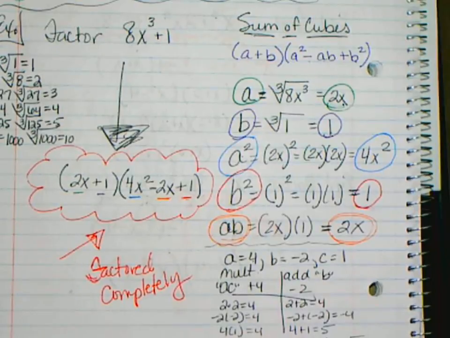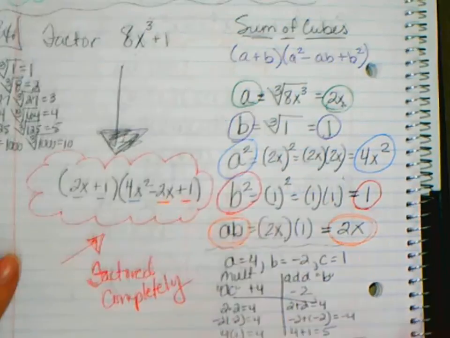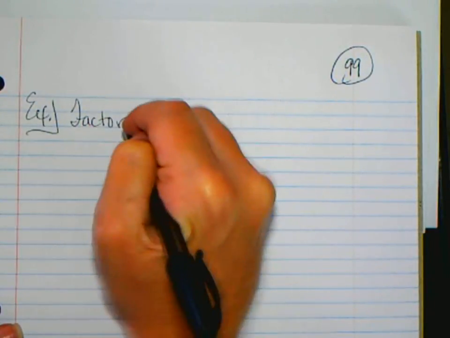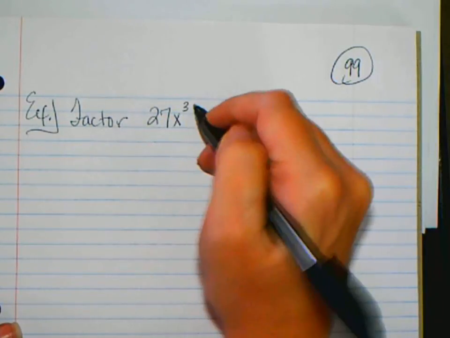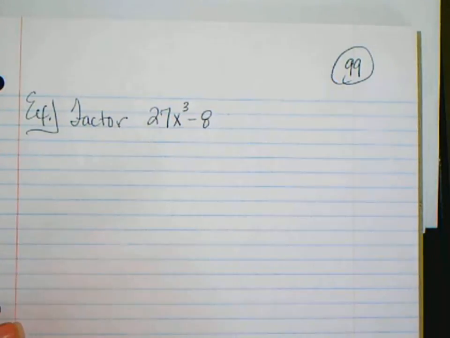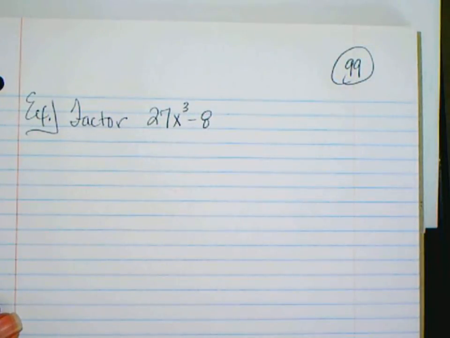So we're at the top of page 99. If you're in Algebra 2, you would be at the top of page 101, but we are at the top of page 99. And we are going to factor 27x cubed minus 8. 27x cubed minus 8.